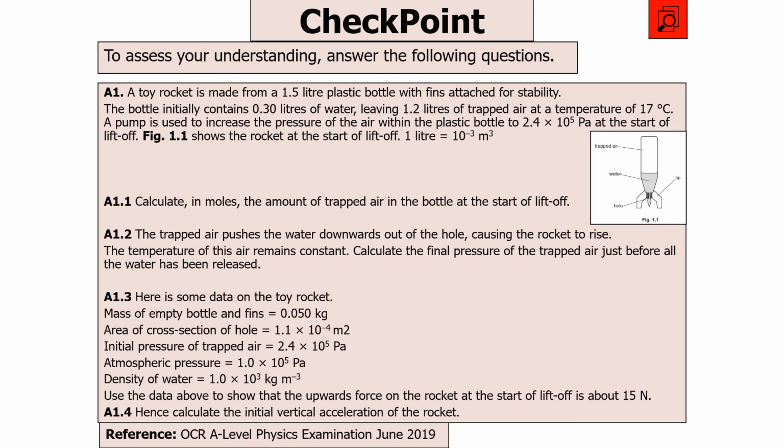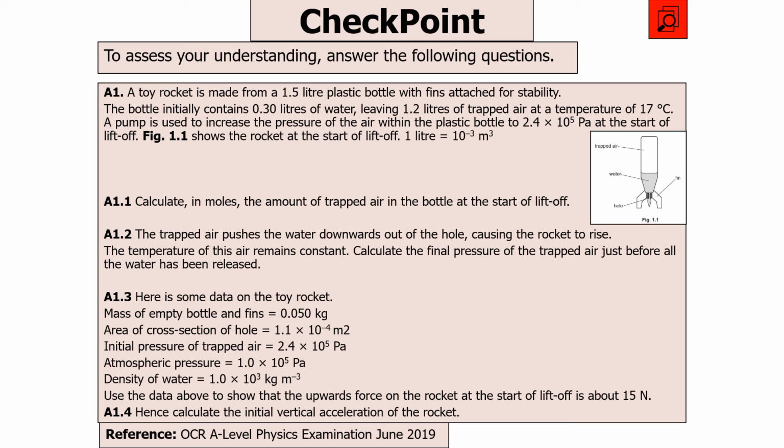In the next question, a toy rocket is made from 1.5 litre plastic bottles with fins attached for stability. The bottle initially contains 0.30 litres of water, leaving 1.2 litres of trapped air at temperature 17 degrees Celsius. A pump is used to increase the pressure of the air within the plastic bottle to 2.4 times 10 to the 5 pascals at the start of liftoff. Figure 1 shows the rocket at the start of the liftoff.